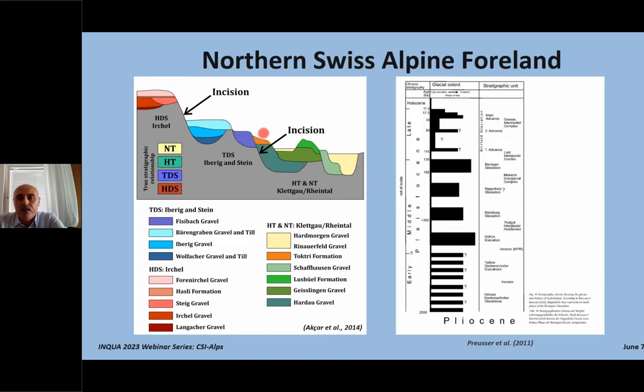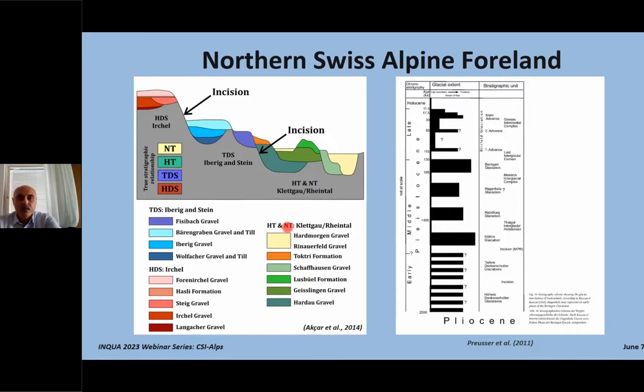If you look at it carefully, you will see these green colors, and as you go in time, there are two phases of incision, and the summary of this is on the right hand side. This is the extent of glaciers in the foreland during the Quaternary, during the last 2.6 million years. In the good old days, these four stratigraphic levels, TDS, HTS, HT and NT, were normally correlated to the classical Penck and Brückner four-fold glaciations.